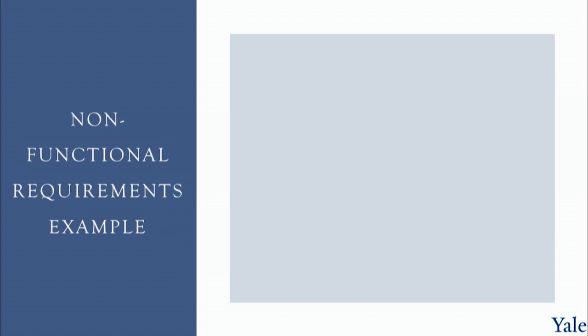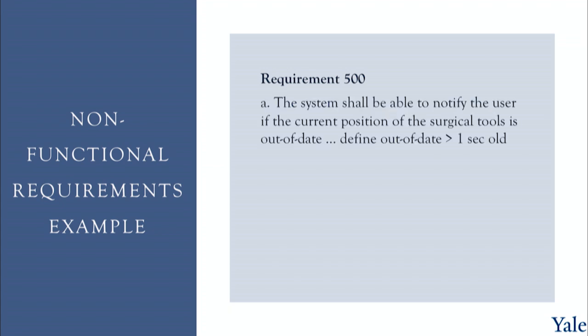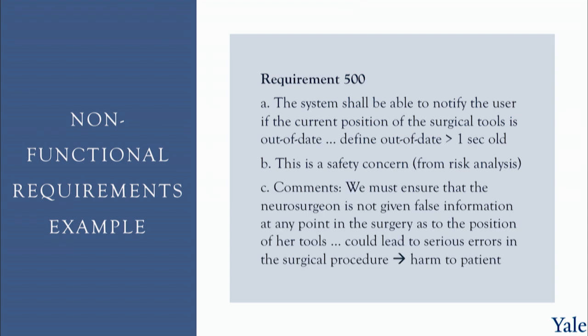And then we have a non-functional requirement example. This could be 500. The system shall be able to notify the user if the correct position of the surgical tool is out of date, and we define out of date as more than 1 second old. This is a safety concern. It came from our risk analysis. So this is not tracing now to the needs of our user. It's traced to the risk analysis. Comments, we must ensure that the neurosurgeon is not given false information at any point in the surgery as to the position of her tools, because this leads to serious errors in the surgical procedure and harm to the patient. So you can imagine that if they feel that their pointer is at the wrong point in the image and they start cutting because they think they're far away and all of a sudden they're in a critical zone. This could lead to serious harm to the patient.